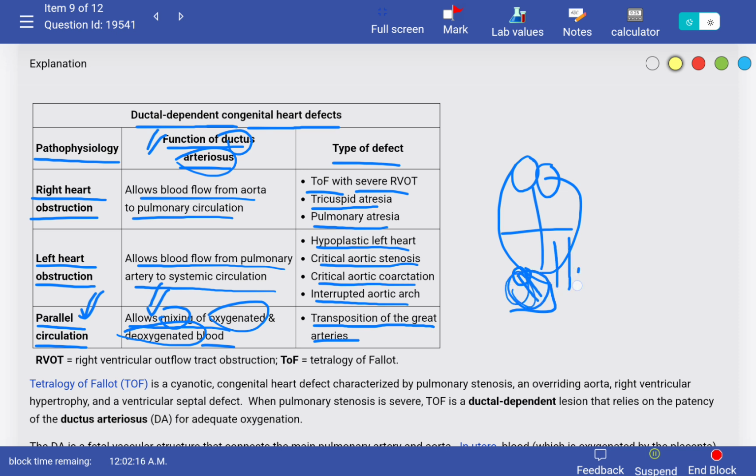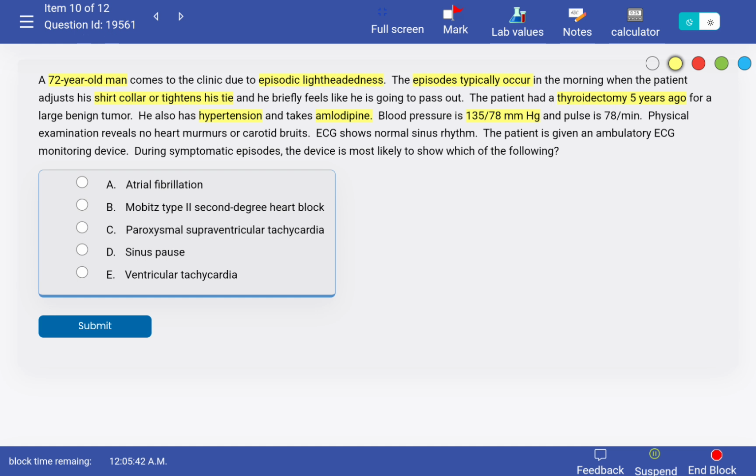And on the left side, normally as we know that there is aorta, but in this case there will be pulmonary artery on the left side, right? Okay. Now we have a 72-year-old man comes to the clinic due to episodic lightheadedness.